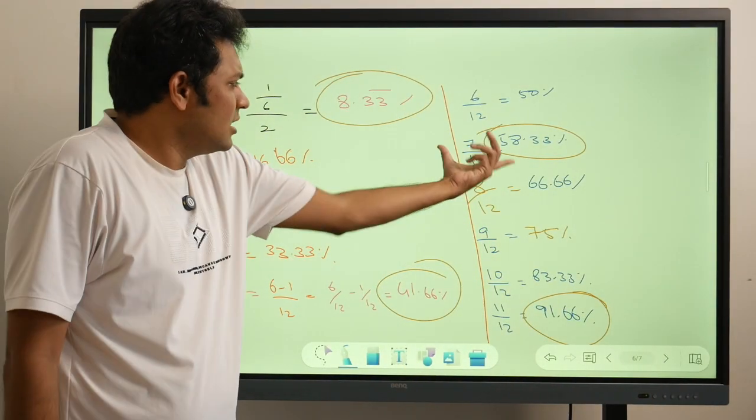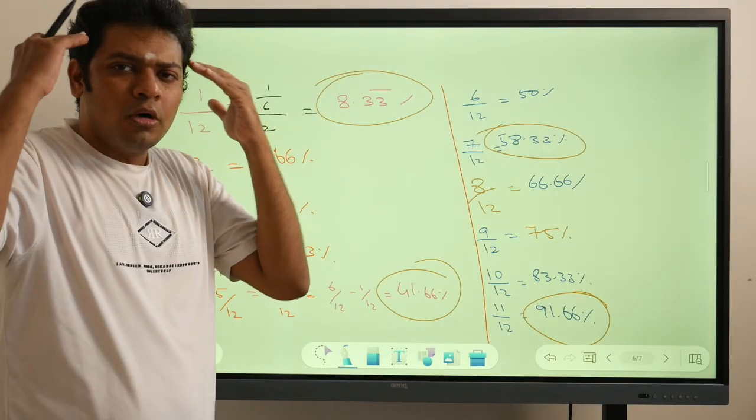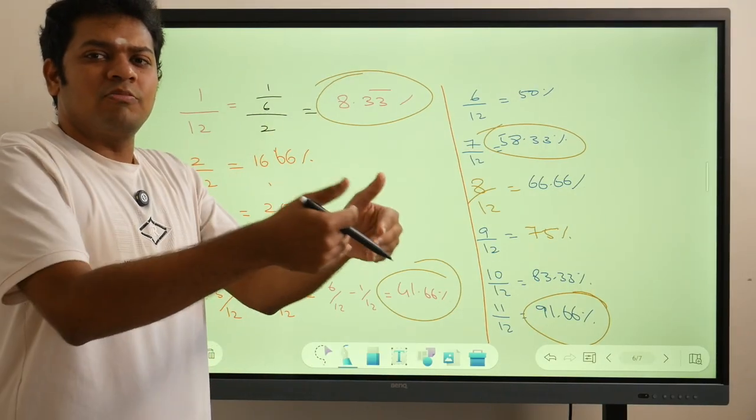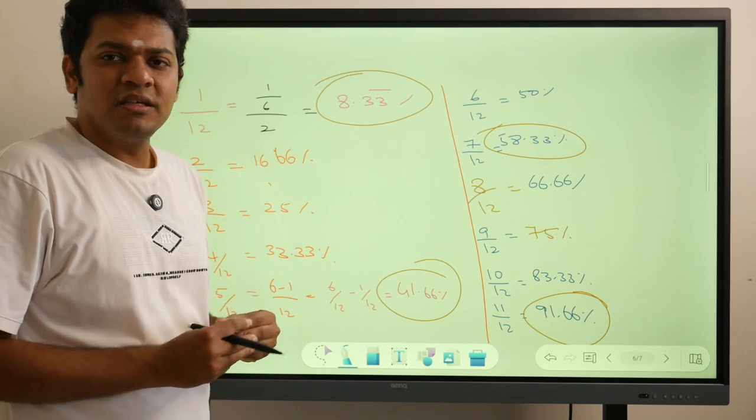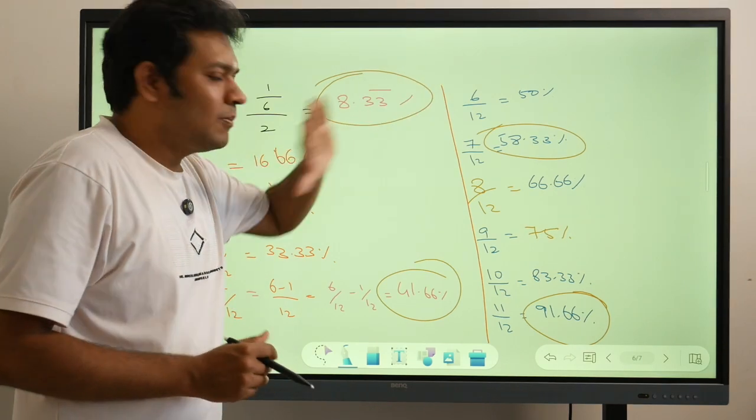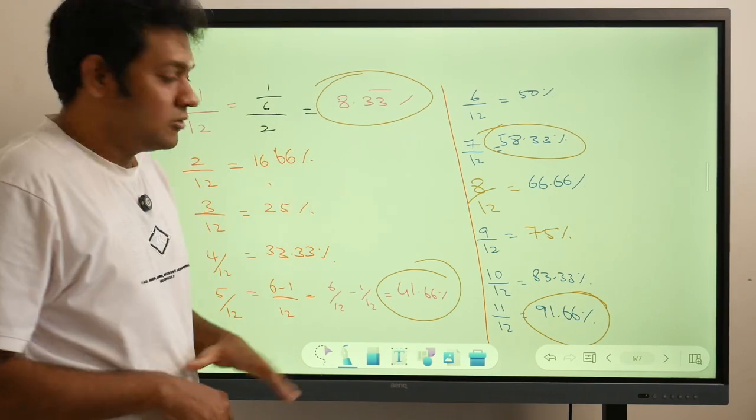Just spend that extra minute to understand how. 7/12 means you should know it's 6/12 plus 1/12. So 6/12 is 50%, and I know 1/12 is 8.33%. So 50 plus 8.33 is 58.33. You should know all these things.